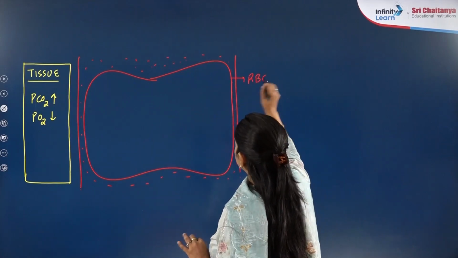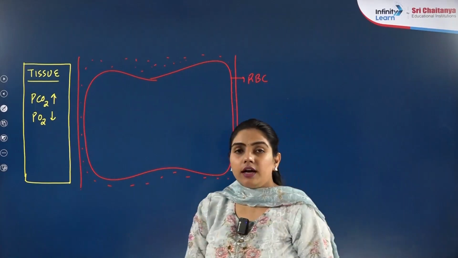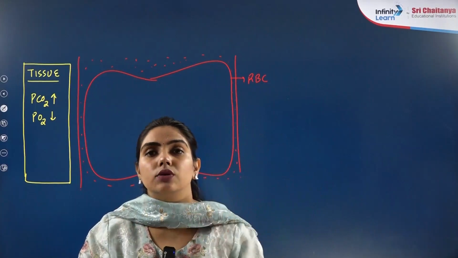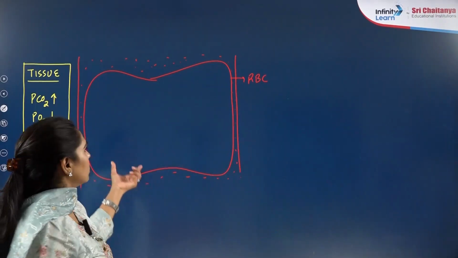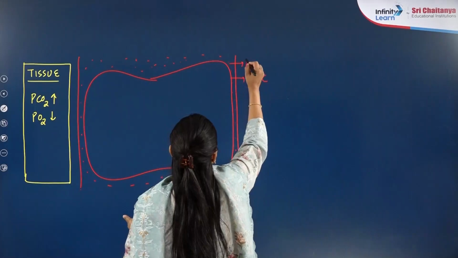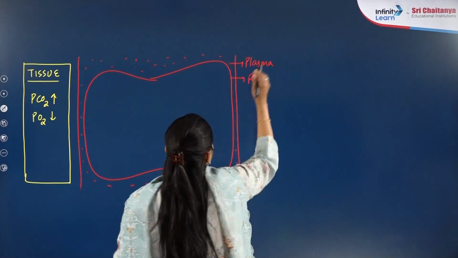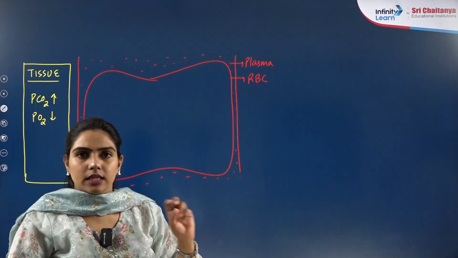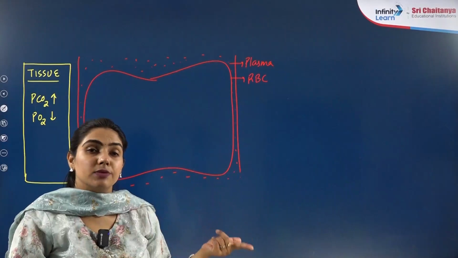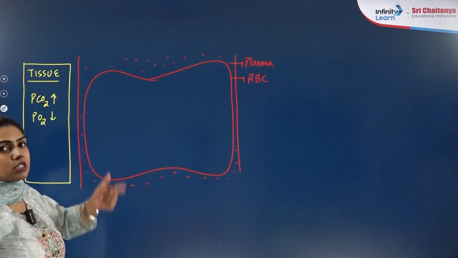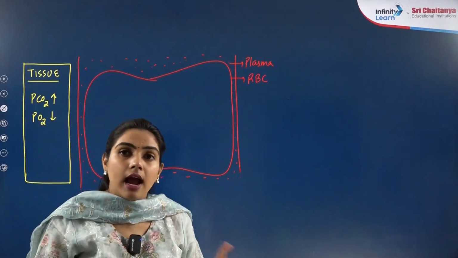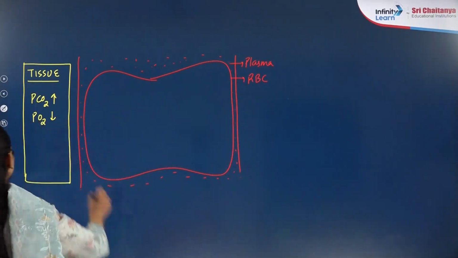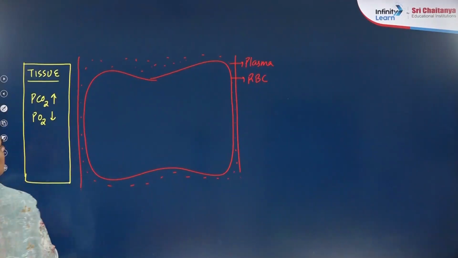Why have I made it this broad? Why have I made it this large? Because I need to tell you what is happening inside this, right? So now this is RBC, this is plasma, and this is a blood capillary. Inside the blood capillary, there is plasma and there is RBC. These two things will help us in the transport, right? From the tissues, the journey of the CO2 will start, and at the alveoli, the journey of CO2 will end, right? So, how will it occur?